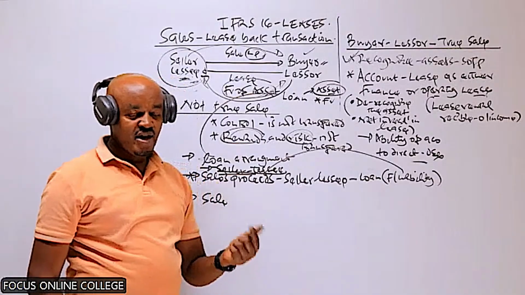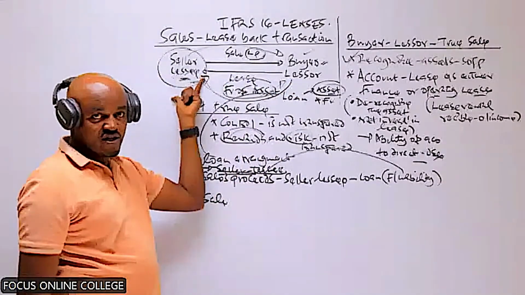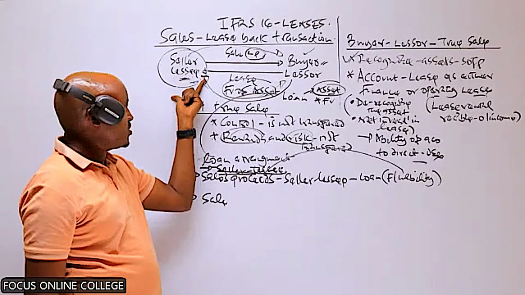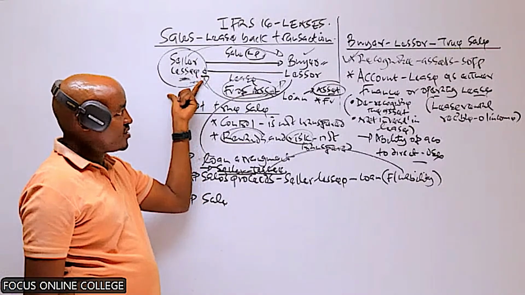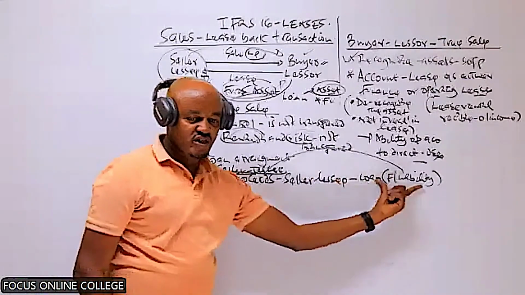And because the control of the asset has not been transferred, this company will continue accounting for the asset in its books of account, and the amount it received as sales proceeds will be accounted for as a loan.